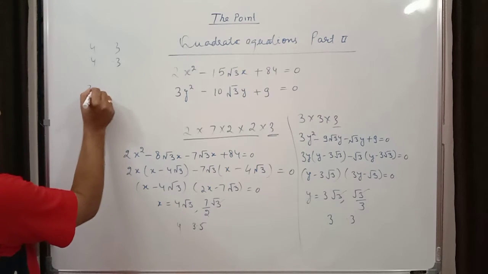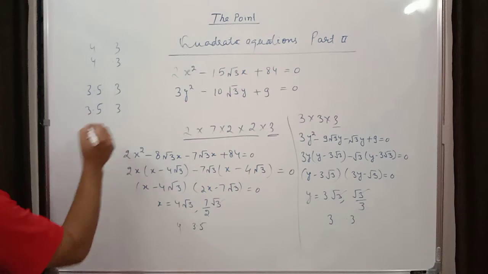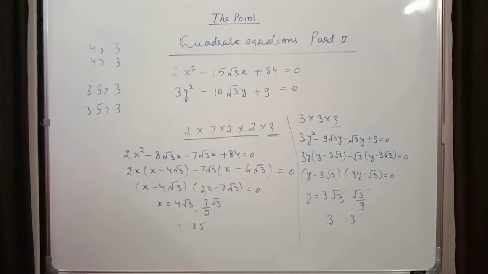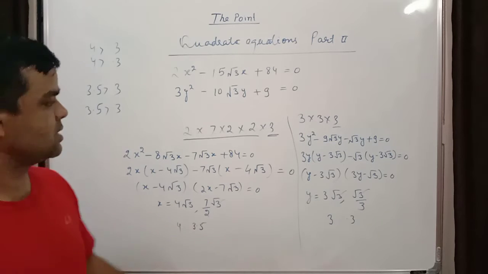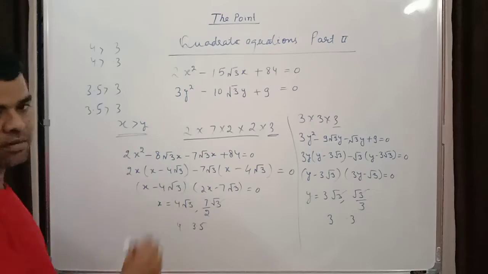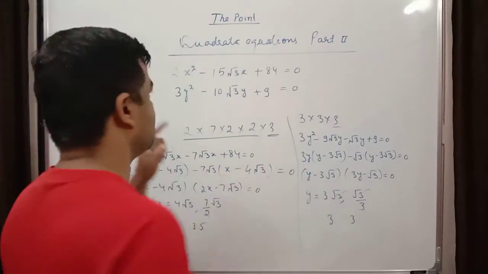Then 3.5 will be compared to 3 and 0.3. Okay. So this is greater, this is greater, this is greater, this is greater. So the answer of this question is x is greater than y. Whatever is appropriate answer, you can tick it, but the answer is x is greater than y.